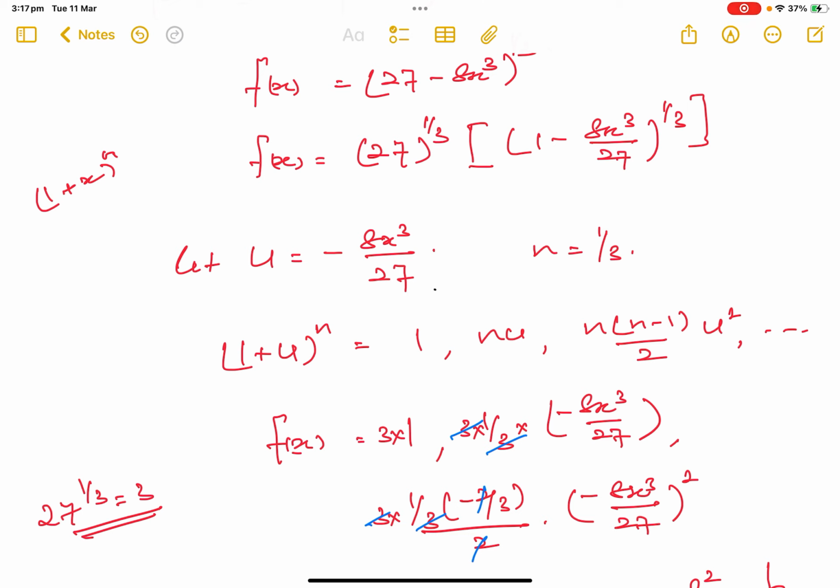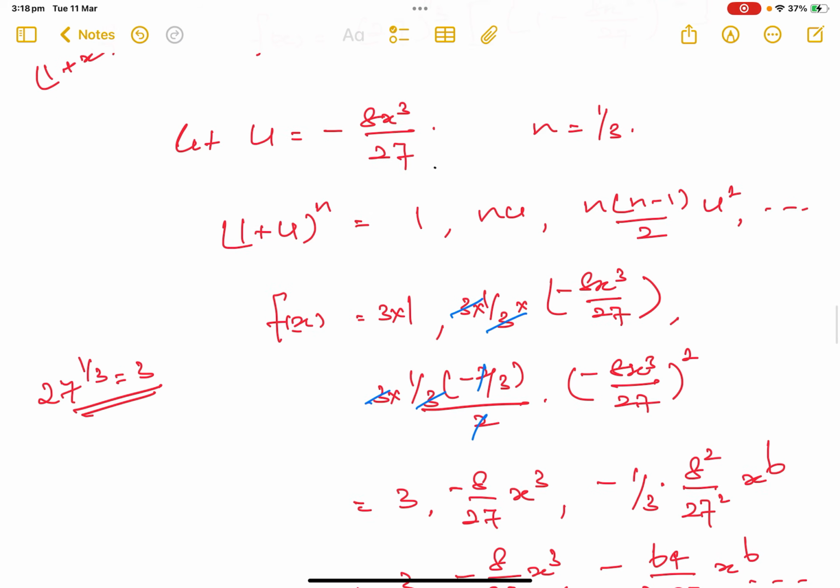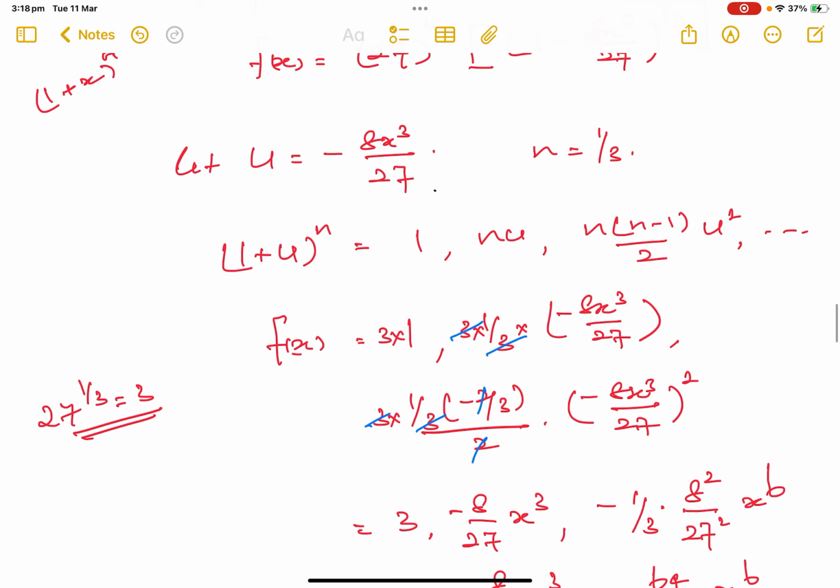So if it's 1 plus u to the power n, the terms are 1, n times u, and n times n minus 1 over 2, u squared. So these are the 3 terms. So f(x), we know 27 to the power 1/3 is 3. So I just want to multiply that.